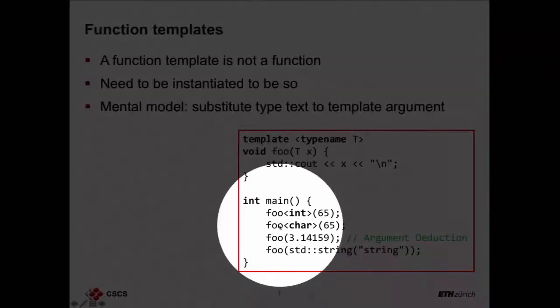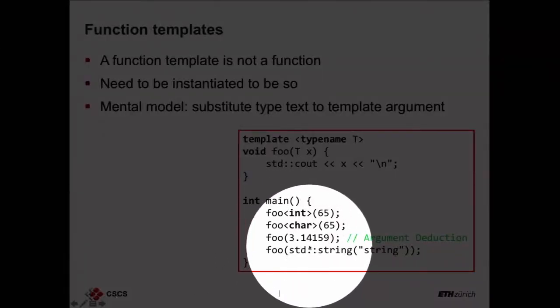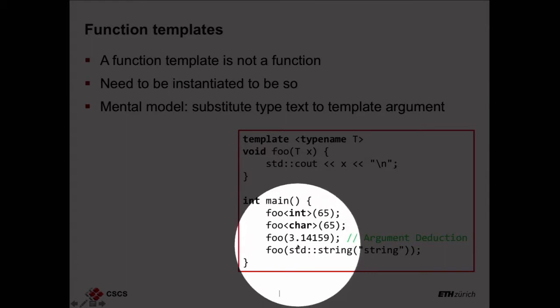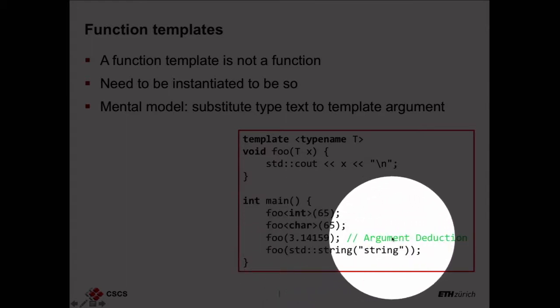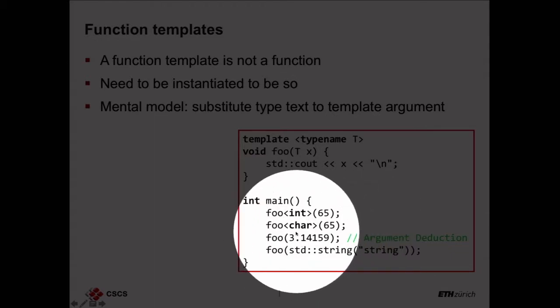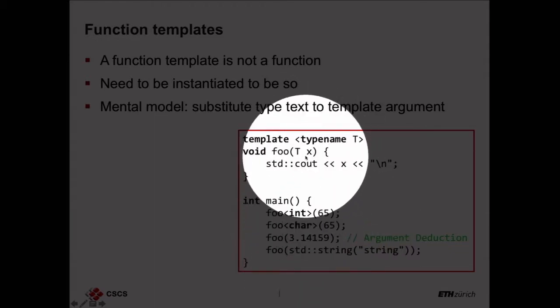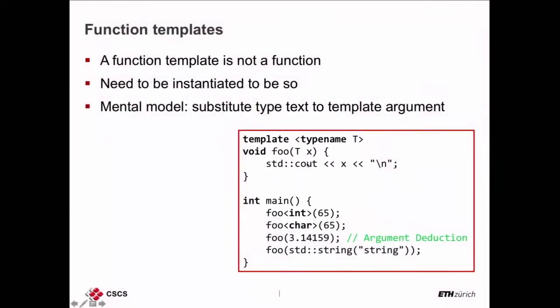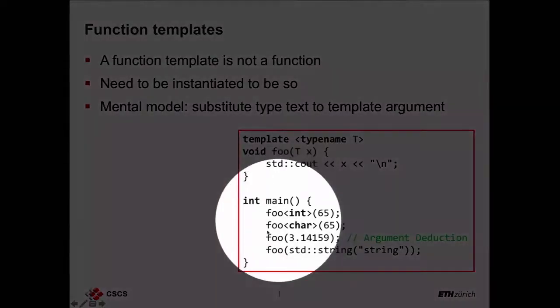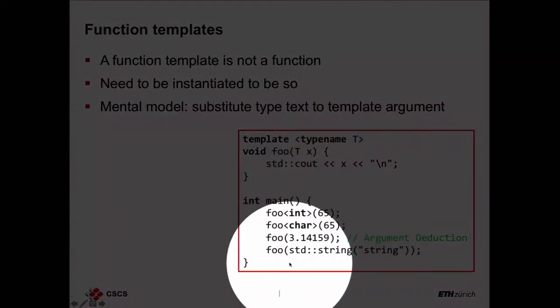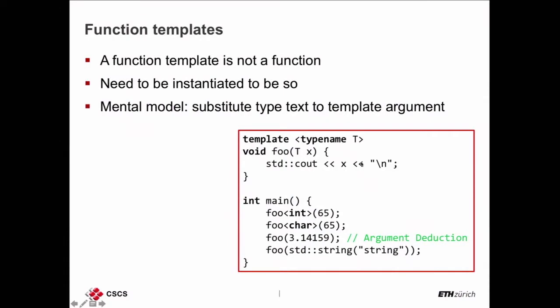I can also say foo with pi here, which is the question you had before. In this case, the argument is deduced. So this is a double. This T becomes a double. So you see T x. Since x is double, then T is a double. Then you print a double. Then I do also a std::string. This will take a foo instantiated where T is the std::string, and will print the std::string.